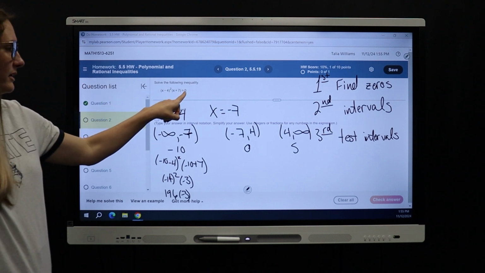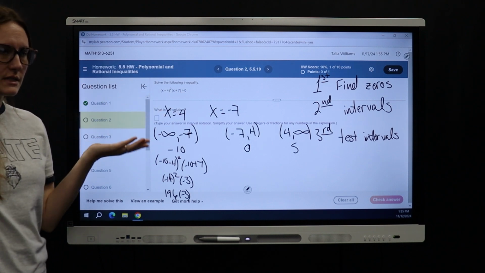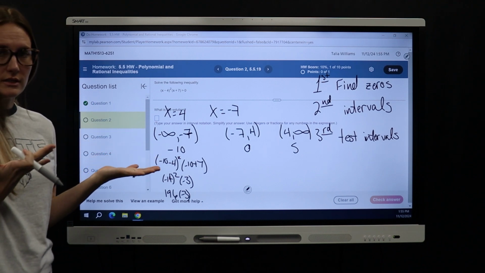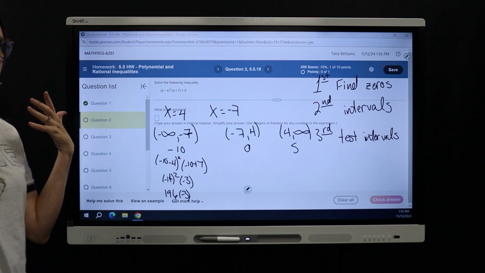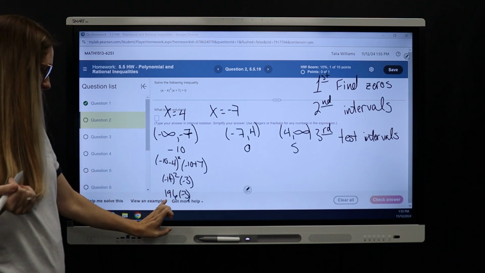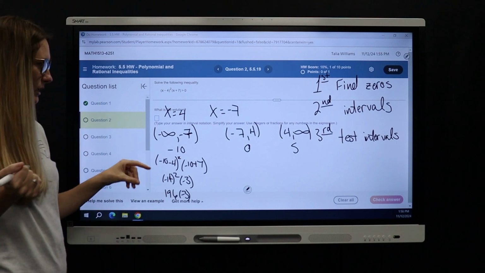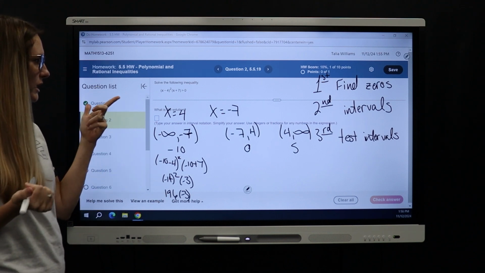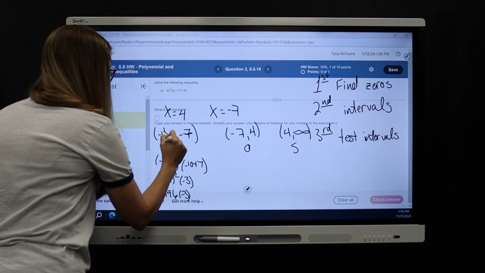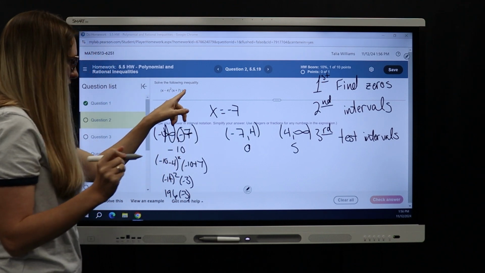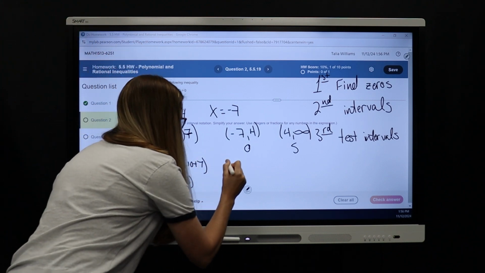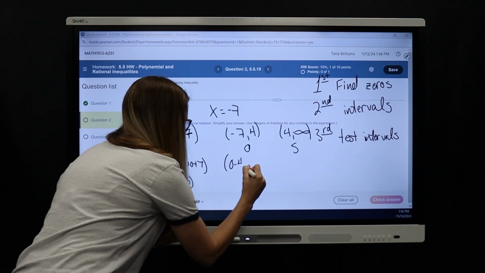I need to know if it's going to be greater than 0. So if I know if it's negative or positive, that tells me if it's less than 0 or greater than 0. I don't have to know the specific number. So a negative times a positive is going to be a negative number. Is a negative number greater than 0? No. So this interval is not greater than 0, so it's not included.